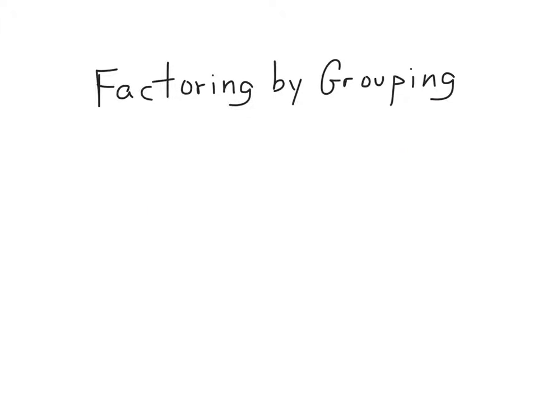The last type of factoring that we need to do in this particular section is called factoring by grouping. So let me give you an example. If you had the expression ax subtract ay plus bx subtract by, I take a look at all four of those terms, and I don't seem to have a common factor at all that's present in all four terms.